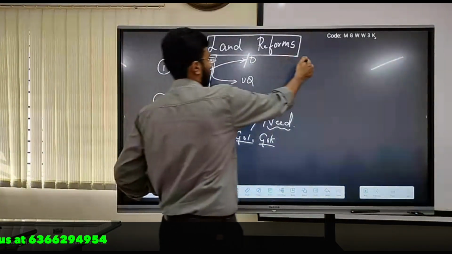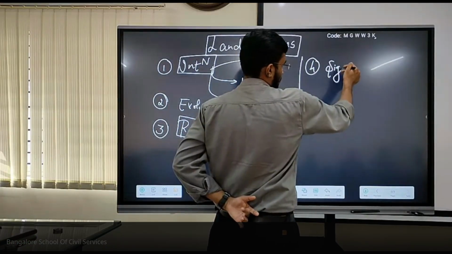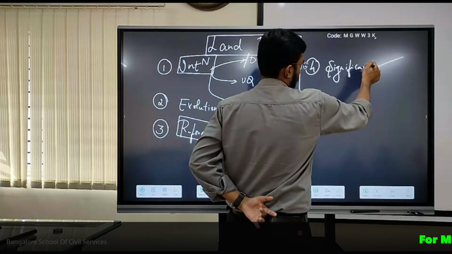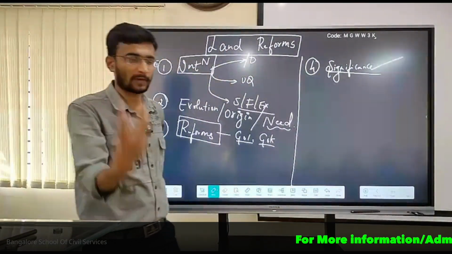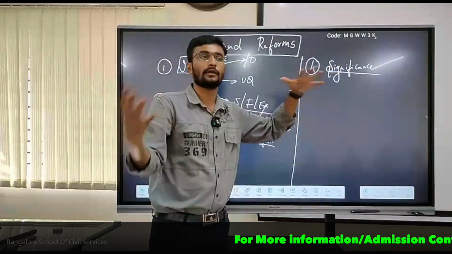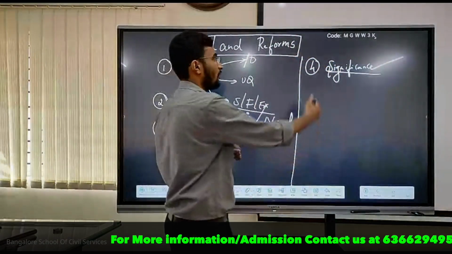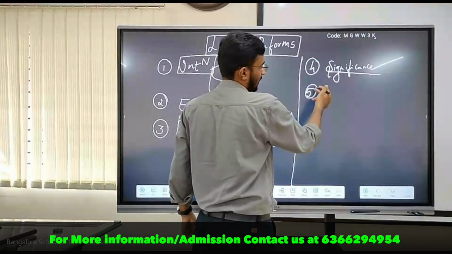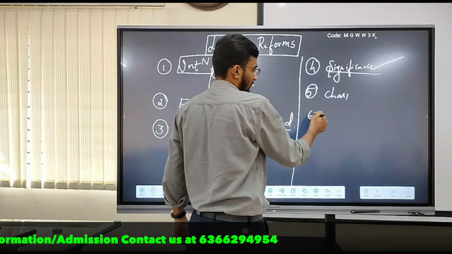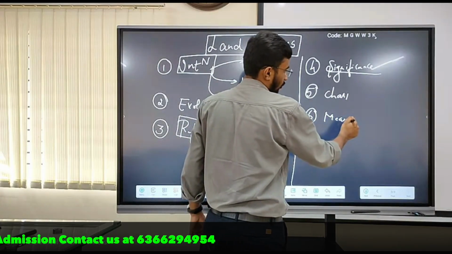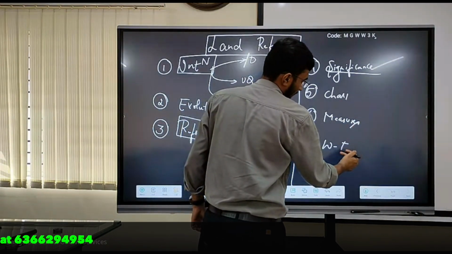What's my fourth one? It is the significance of land reforms from different perspectives: social, political, economic, etc. Followed by significance, you should know about the challenges, the measures, and also the way forward.